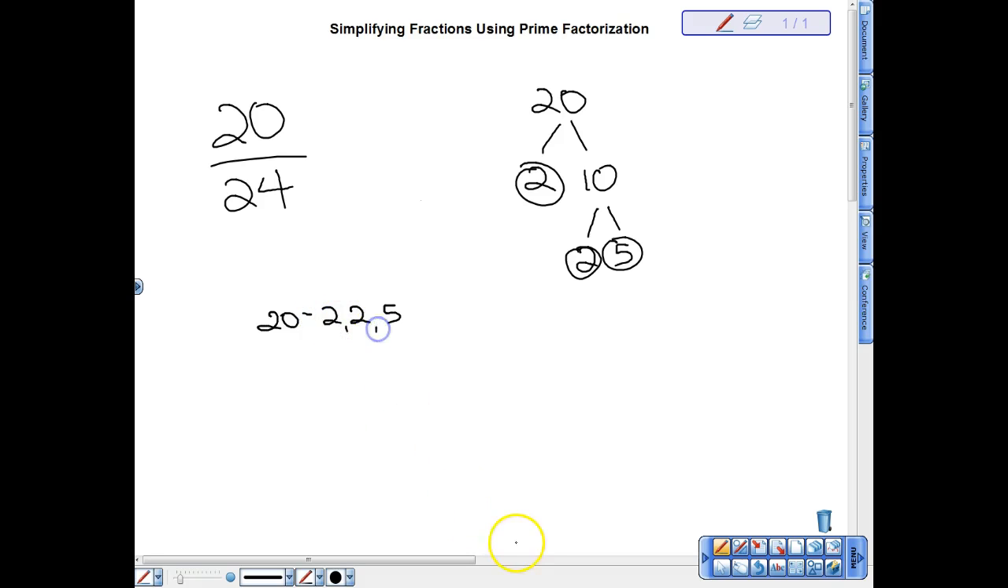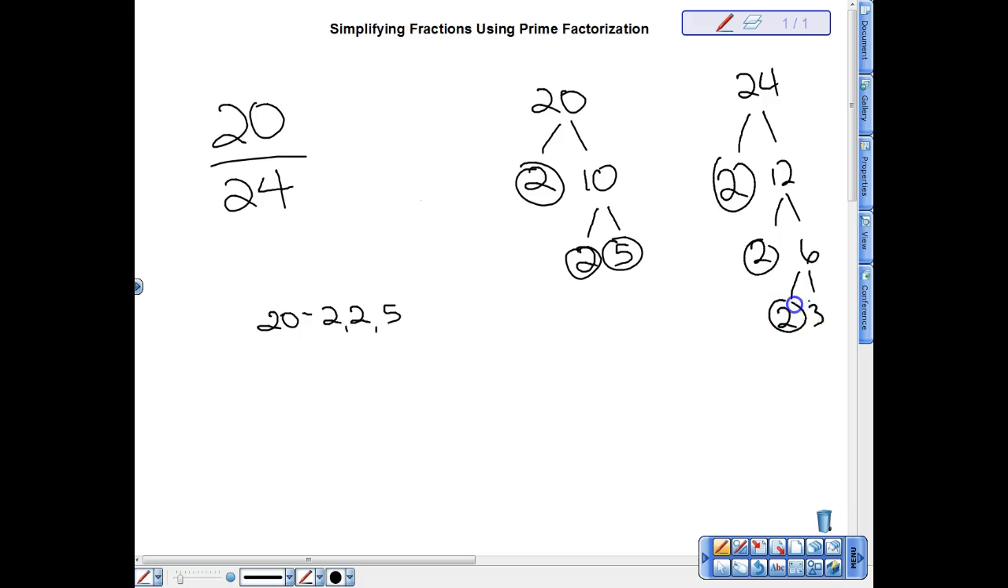So for 20, I get 2, 2, and 5. Now for 24, I'll do 2 times 12. I'll do 2 times 6. Whoops. Let's try that again. 2 times 12, 2 times 6, and then I'll do 2 times 3, and those are both prime. So for 24, again, I have 2, 2, 2, 3.